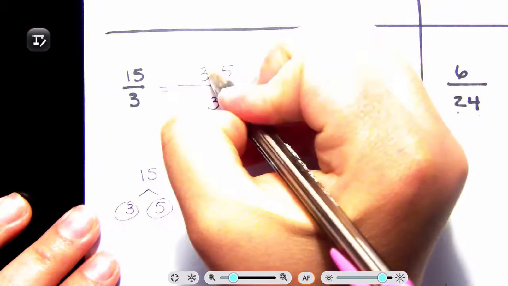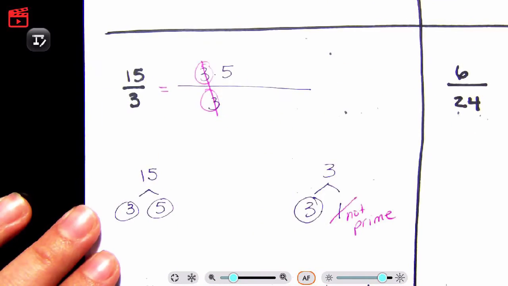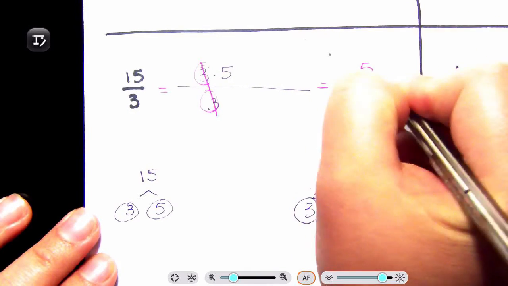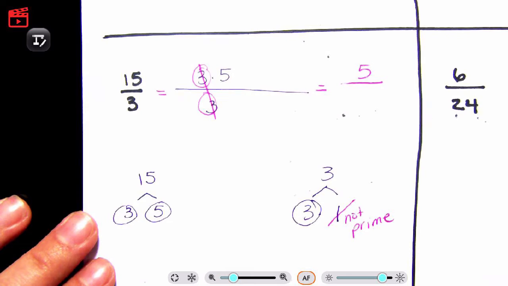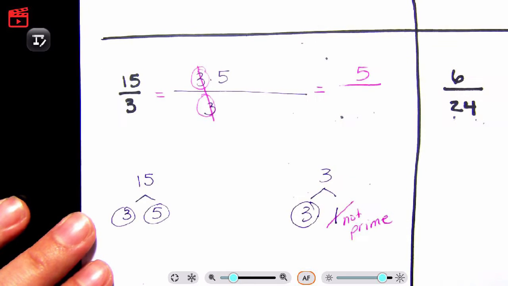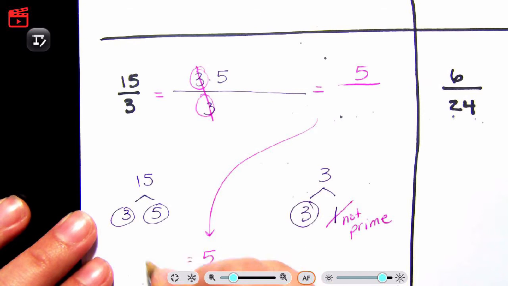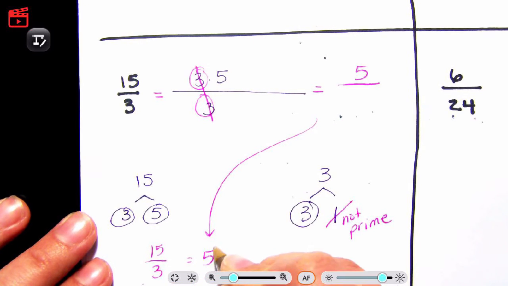So notice you have a 3 on top, 3 on the bottom. The 3's go away, they divide. What do you have left over? I just have 5 on top. So when you have just a 5 on top, not on the bottom, this only happens when it's on top, that means you have a whole number, so that means your answer is just 5. This is like 15 divided by 3 is equal to 5.